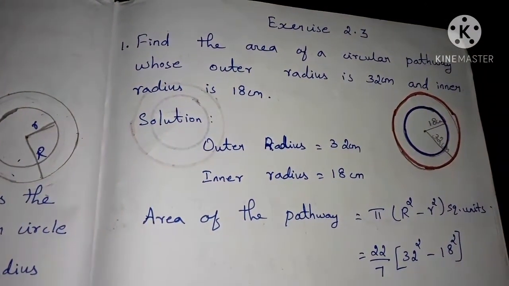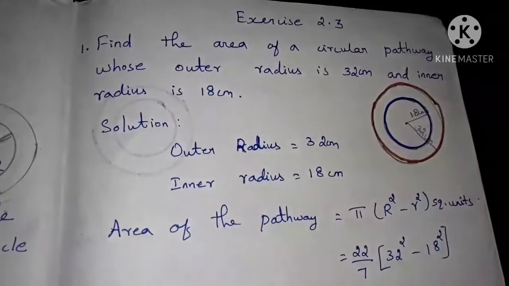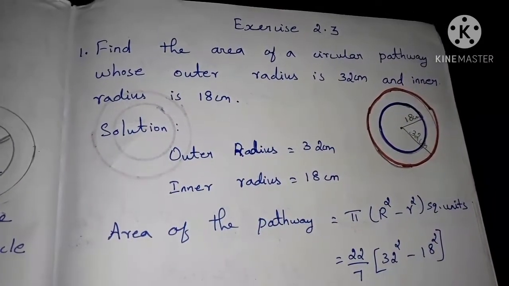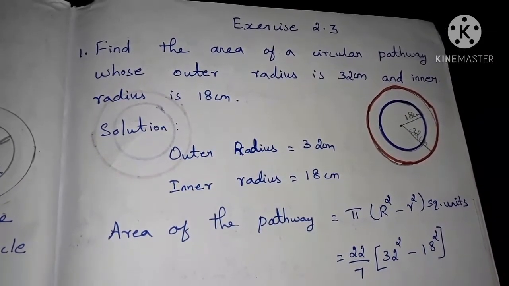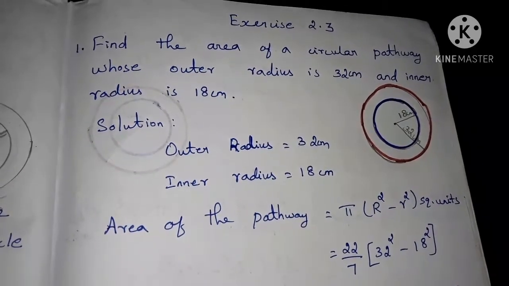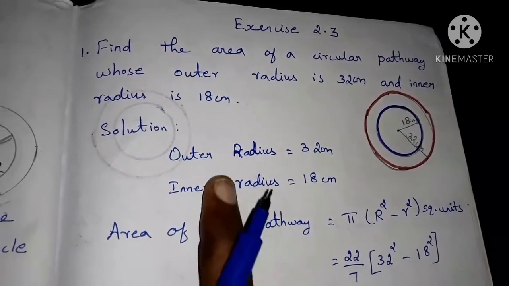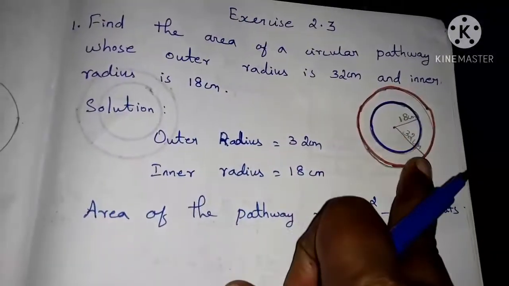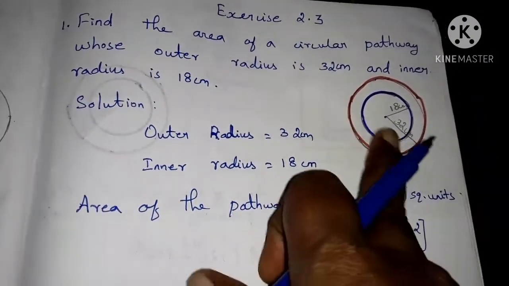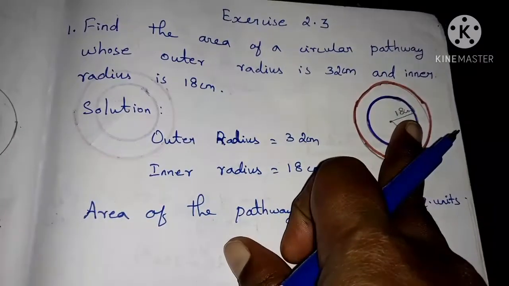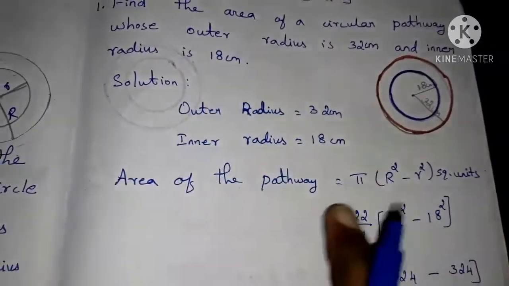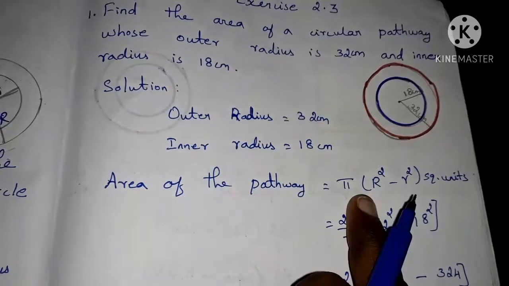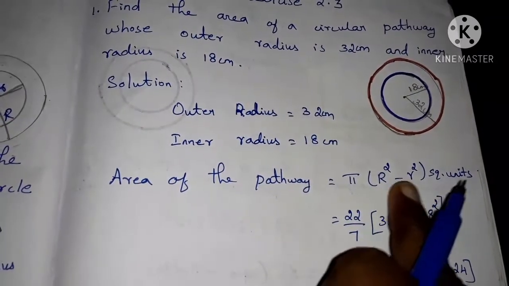Next, exercise 2.3. Find the area of the circular pathway whose outer radius is 32 cm and inner radius is 18 cm. They have given outer radius 32, inner radius 18. So we should draw the diagram: outer radius 32, inner radius 18. The area of the pathway is the area of the outer circle minus the inner circle.